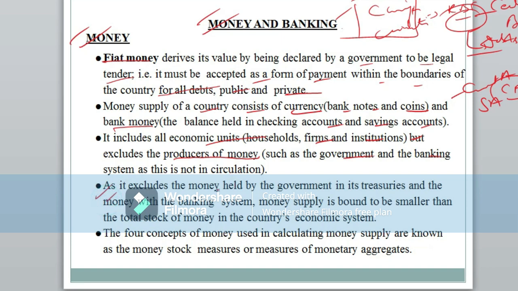Also, it excludes the money held by the government and its treasuries, and the banking system money supply is bound to be smaller than the total stock of money in the country's economic system. ठीक है? And the concepts of money used in calculating money supply are known as the money stock measures and measures of monetary aggregate. जिसे हम देखते हैं M1, M2, M3, M4 के टर्म में.